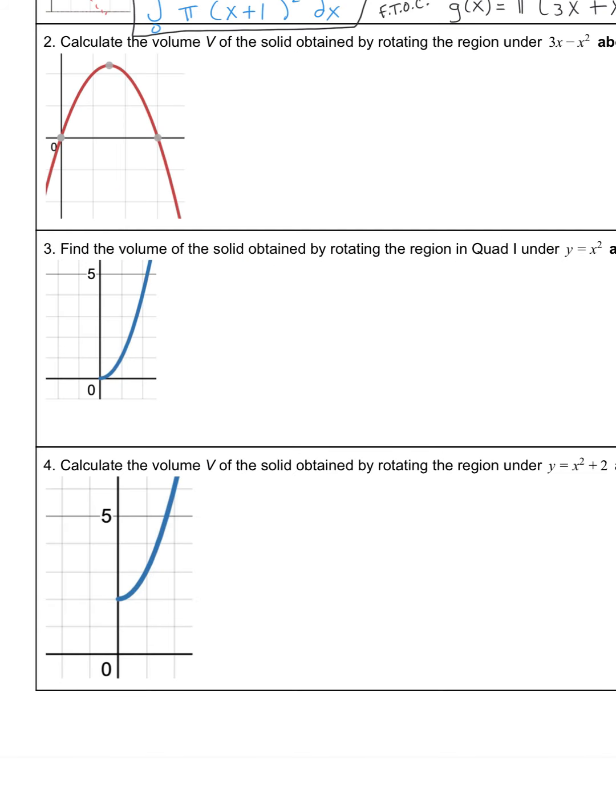Number 2, we are going to rotate the parabola 3x minus x squared, the portion of it that is in quadrant 1, and we're going to rotate that about the x-axis. So my region looks like this. I'm going to highlight it for you.